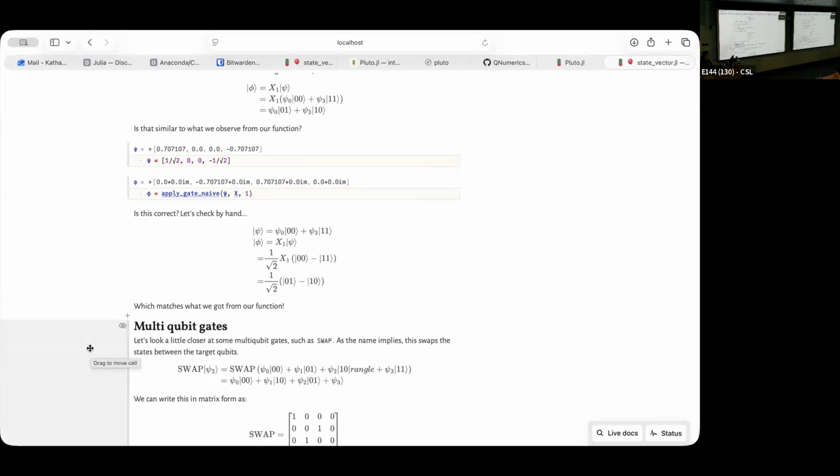Does Pluto have the ability to take your code and write it into, like, a script? You did it manually here. I don't know, actually. All of these LaTeX blocks are just markdown, like in Jupyter, and I wrote those all out by hand, but I don't know.